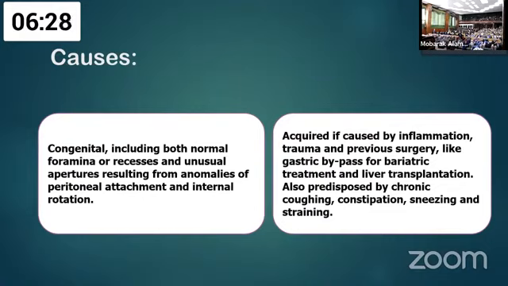Causes of internal abdominal hernia can be congenital, through normal foramina or recesses, or unusual apertures resulting from anomalies of peritoneal attachment and internal rotation. It can be caused by inflammation, trauma, and surgery, especially gastric bypass surgery for bariatric treatment and liver transplantation. The clinical picture ranges from a long-standing history of indigestion, periodic cramps, and postprandial abdominal pain relieved by change of position, to complication by intestinal obstruction and strangulation.